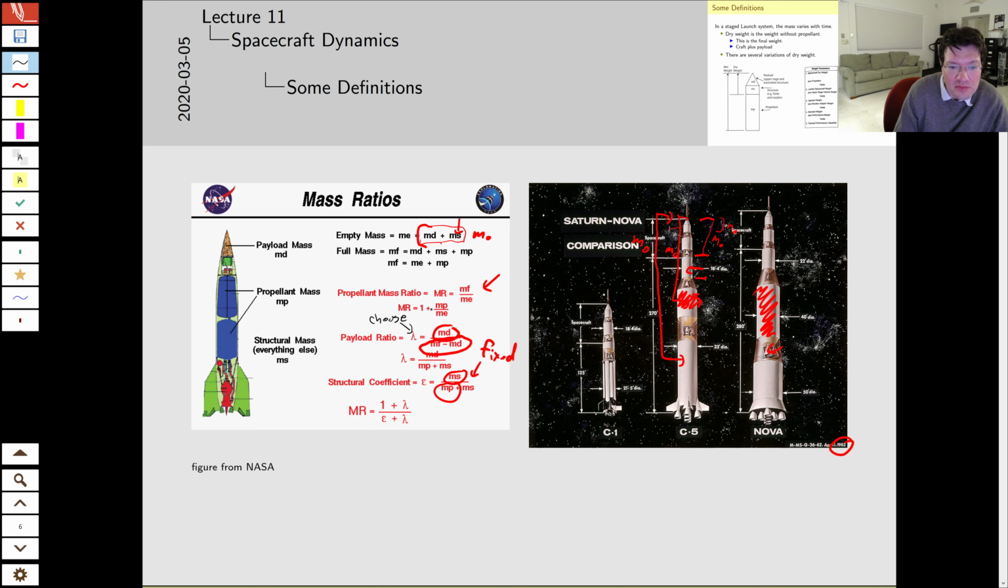And then this propellant mass ratio, in a single stage rocket, is the mass of everything divided by the mass of what's left after the propellant's all used up. We're not going to focus on this number too much.